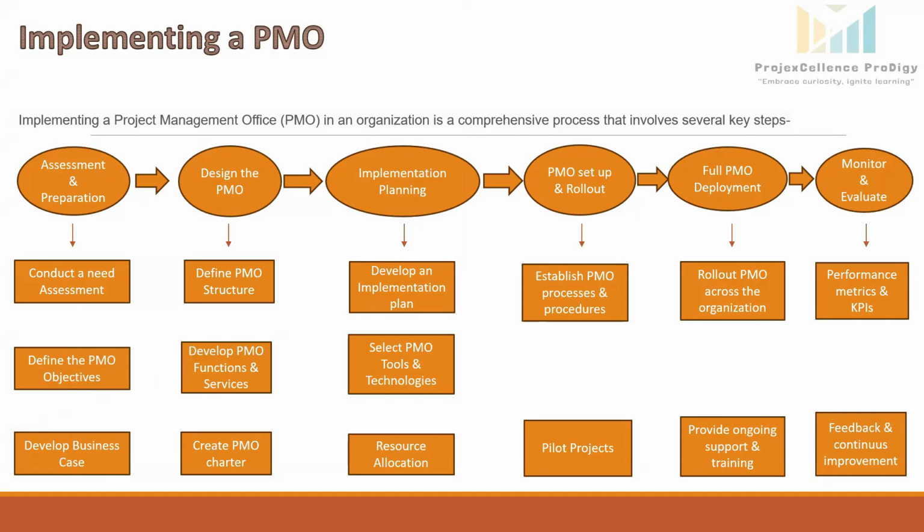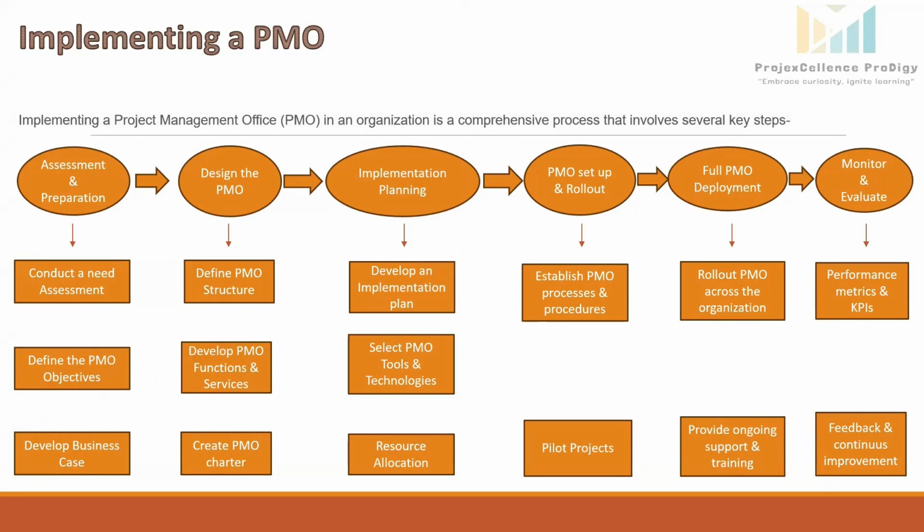Next step is implementation planning. How we want to implement the PMO in the organization. So we will plan the implementation in phases. Rather than going in one go, we will start with the pilot projects and gradually expand to include all the projects under the PMO. So for this, we have to create a detailed timeline for each phase of the implementation.